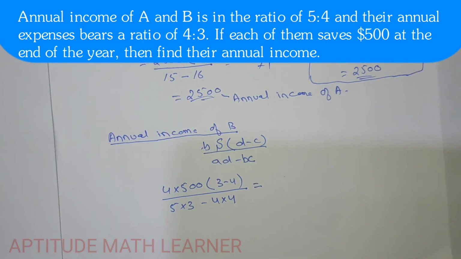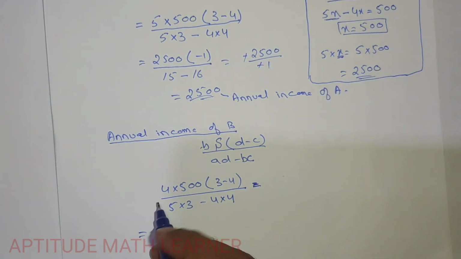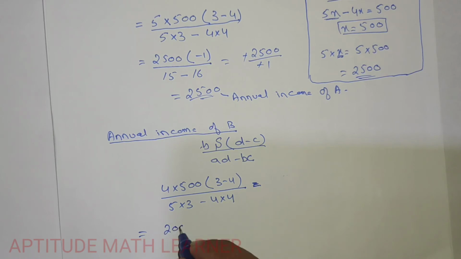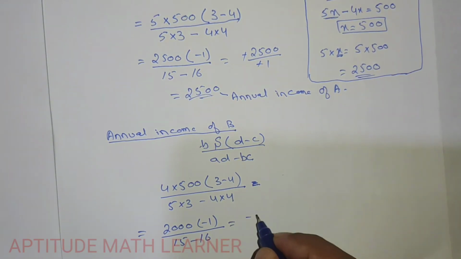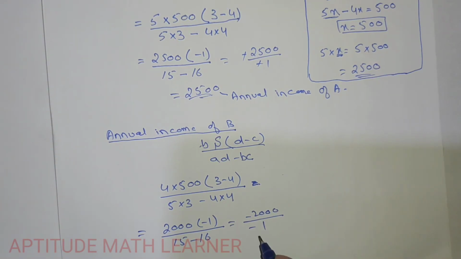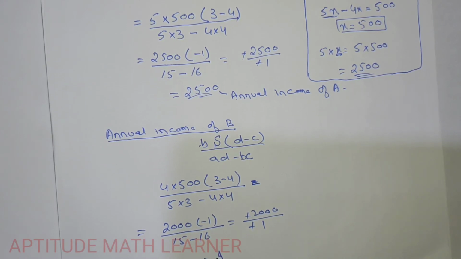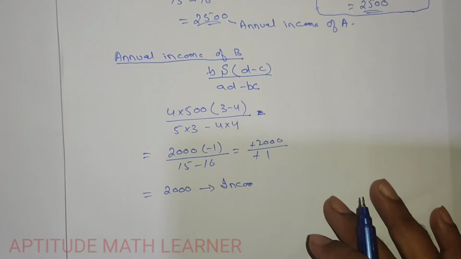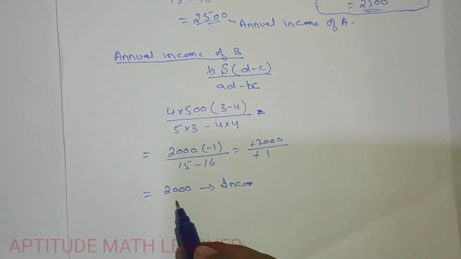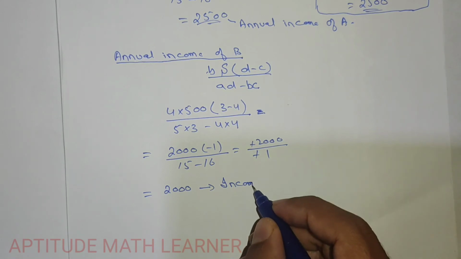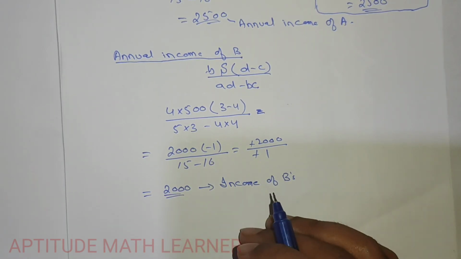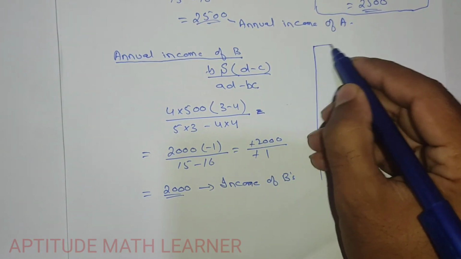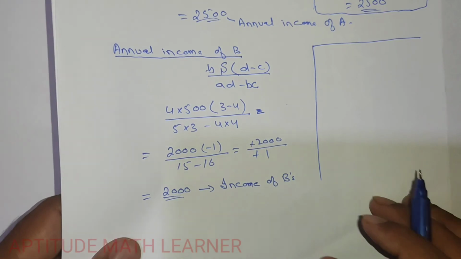Let's solve it out. 4 multiplied by 500 gives 2000, times minus 1, upon 15 minus 16. So minus 2000 upon minus 1, the minuses cancel, and we get 2000. So 2000 is the income of B. For this too we have a shortcut, and if someone wants to find the answer in the quickest way, this method is the best.